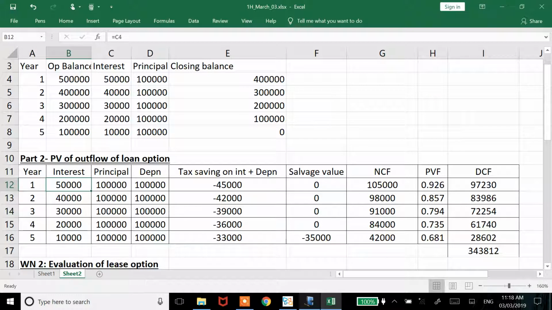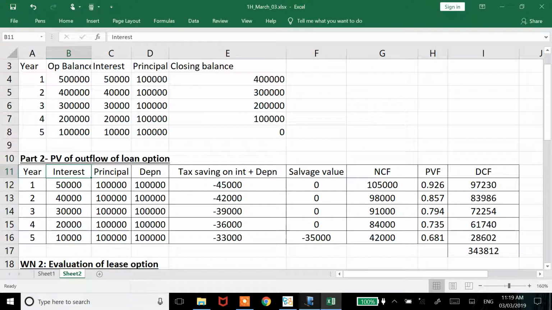If you see, first year interest will be 10% of X. Second year 10% of 0.8x. Third year 10% of 0.6x. Fourth year 10% of 0.4x. And fifth year is 10% of 0.2x. Principal is going to be 0.2x in all the 5 years. Depreciation is going to be 0.2x in all the 5 years, because depreciation will depend on the cost of the asset. Tax saving on interest and depreciation you will calculate. Salvage value will continue to be 35,000. NCF you will get, PVF, DCF will be equated to 343,812.